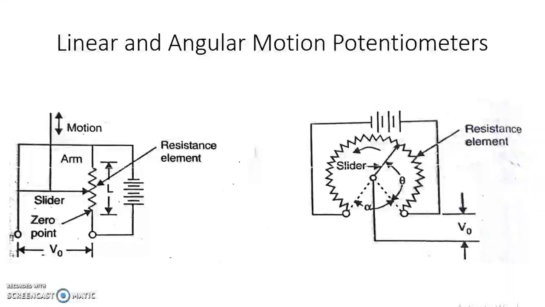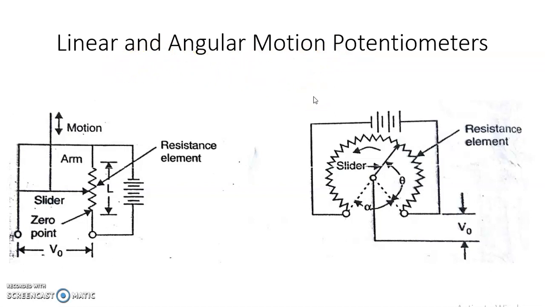Now let us see potentiometers. There are two types of potentiometers, linear and angular motion potentiometer. Basically these potentiometers are transducers which are used to measure physical quantities like displacement, pressure, force, acceleration, liquid level and so on. But basically potentiometers are used to measure displacement. Such potentiometers may be linear potentiometer or angular potentiometer.